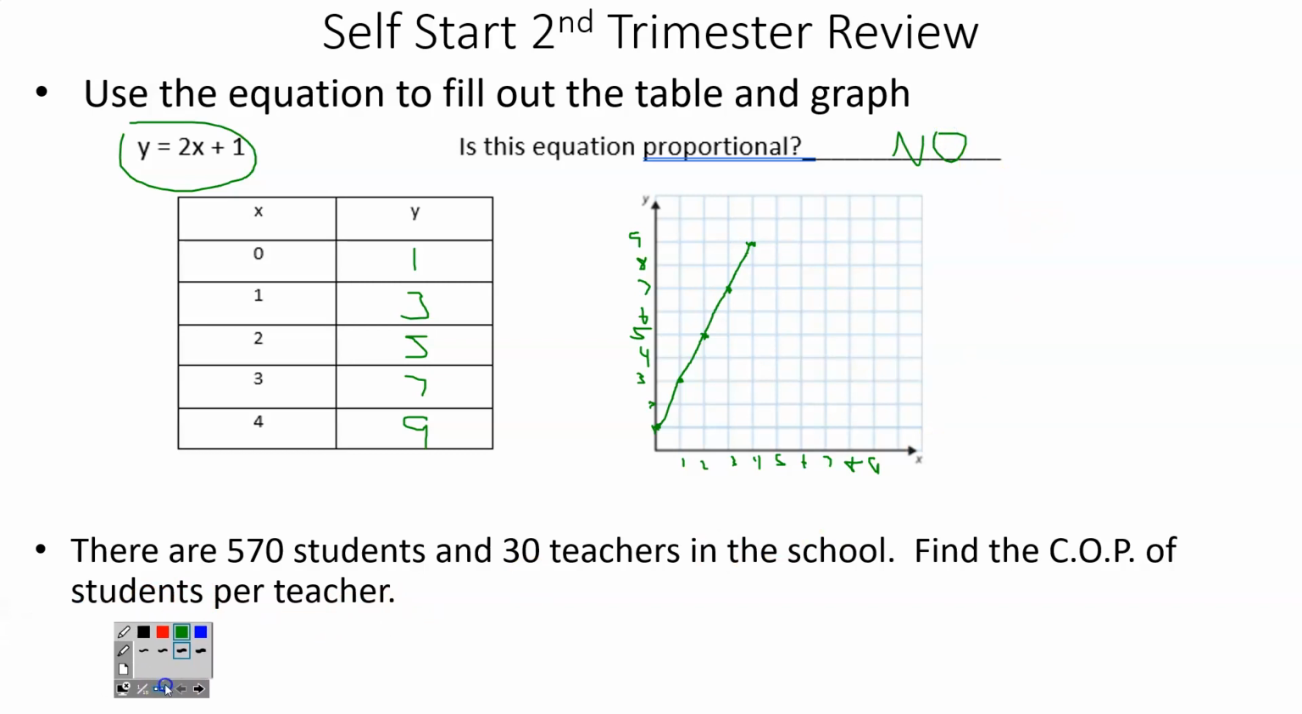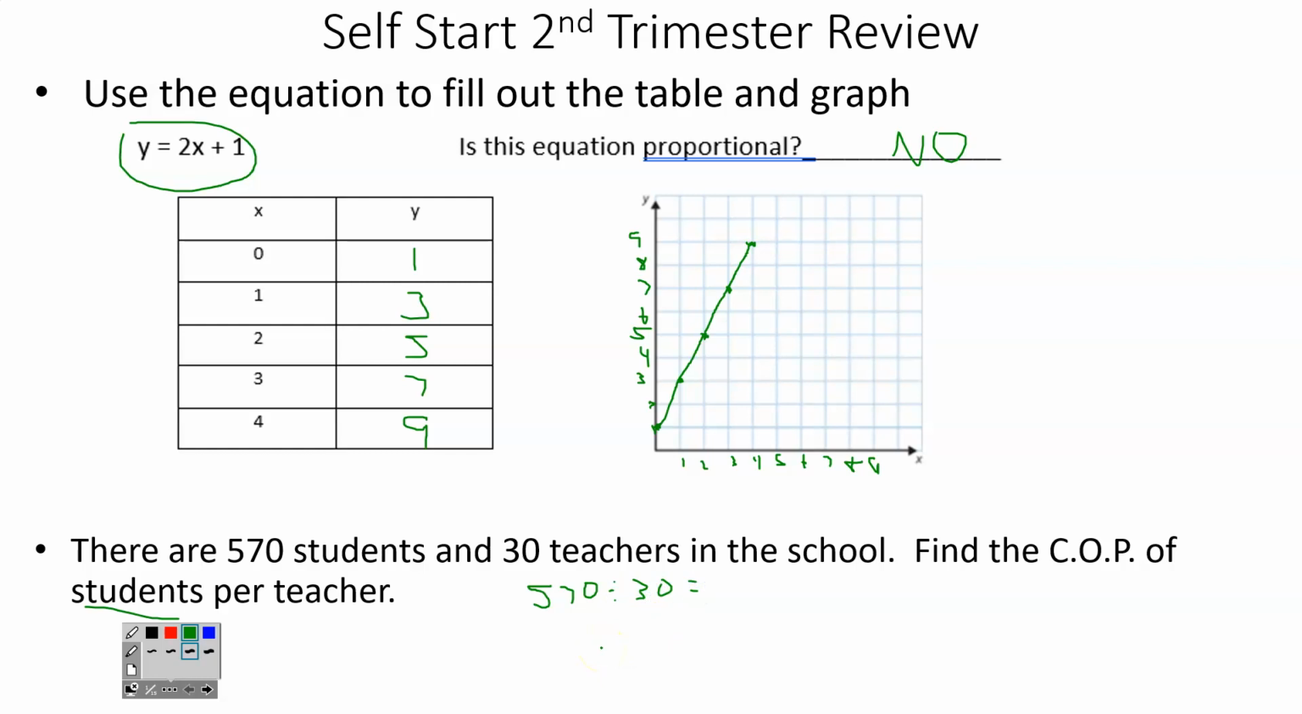Okay, there are 570 students and 30 teachers in the school. Find the COP of students per teacher. COP is constant of proportionality. That's just like a unit rate. So to do that, we have students per teacher. Students comes first. We're going to divide, because per means divide, by the number of teachers, which is 30.